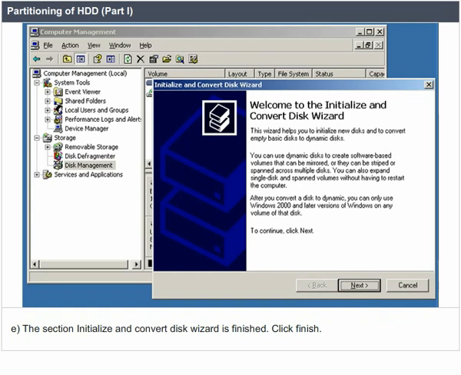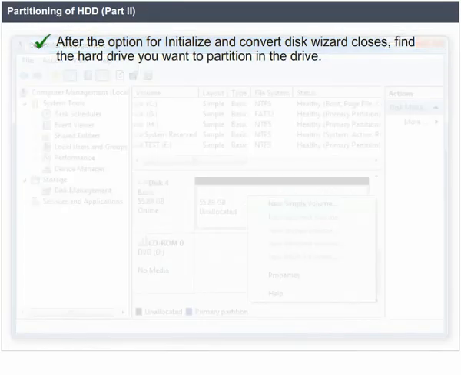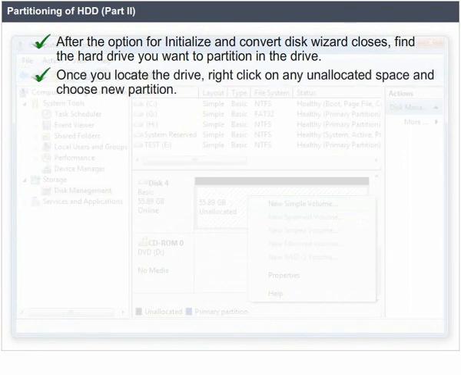After the Initialize and Convert Disk Wizard closes, find the hard drive you want to partition in the drive. Once you locate the drive, right-click on any unallocated space and choose New Partition. Click Next.